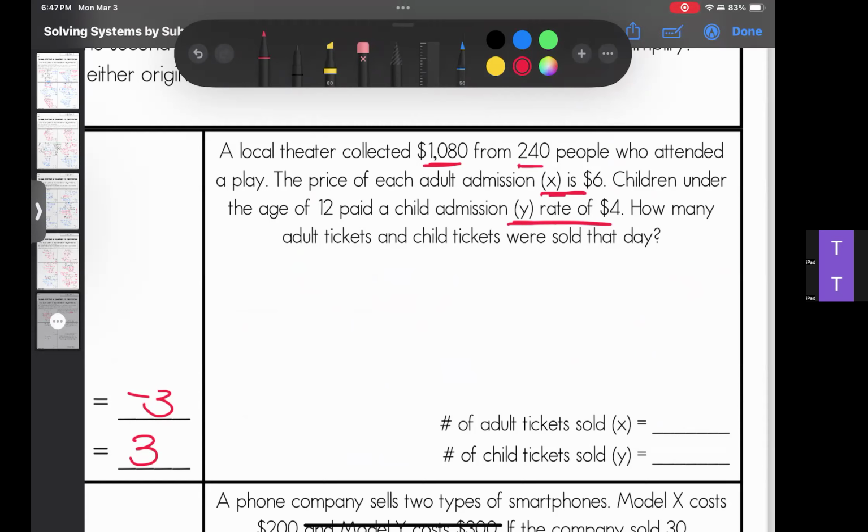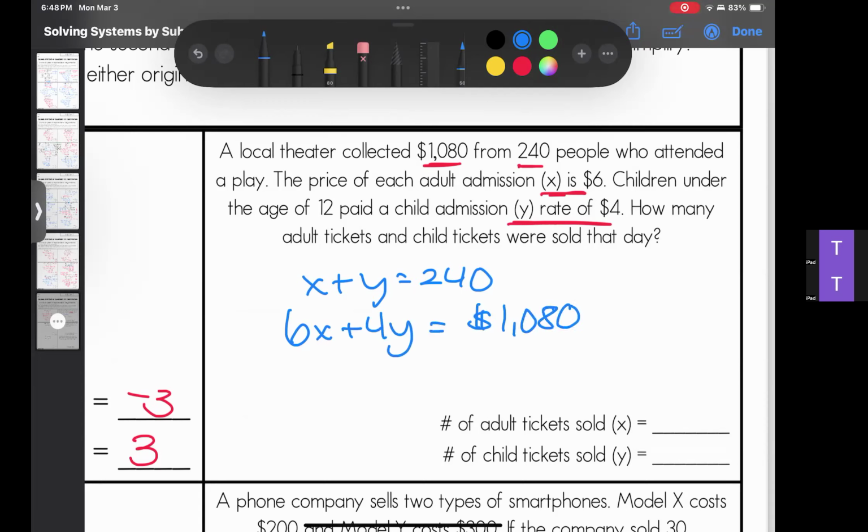So we need to start with our first equation, which is usually our easy one. And that's just in this one that X plus Y is going to equal 240, because we know that when we add up the adult tickets and the children's tickets, there were 240 tickets sold. And then we have 6X, which is the cost of the adult ticket, plus 4Y is equal to the total money that we earned. Okay. And then we're going to go ahead and solve.